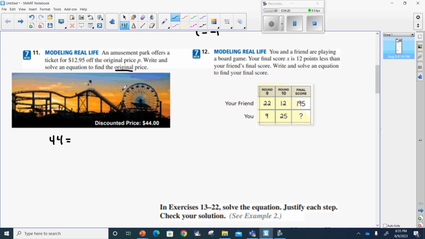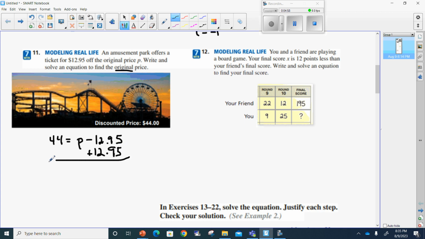Okay, and that's going to equal the original price, which was P, the price, minus $12.95. Because remember, the amusement park offers a ticket for $12.95 off. So we're taking that off the original price. So we have the equation 44 equals P minus 12.95. To get P by itself, we need to isolate that variable. We're going to find the opposite of negative 12.95, which is positive 12.95. All right, that's the only thing that's going to get rid of it.